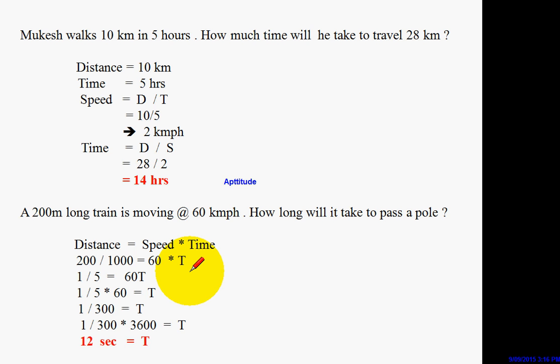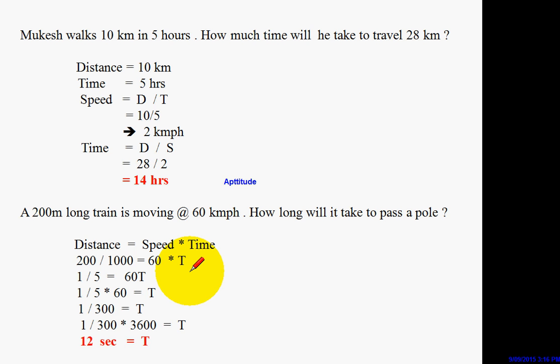So here we need to have the same assumption. A 200 meter long train. The length of the train is given as 200 meters and the speed is given as 60 kilometers per hour. If you observe very clearly, the units are not the same, the units differ, right? And how long will it take to pass a pole? They are asking you to calculate the time taken by the train to cross the pole if the train travels at 60 km per hour, right?